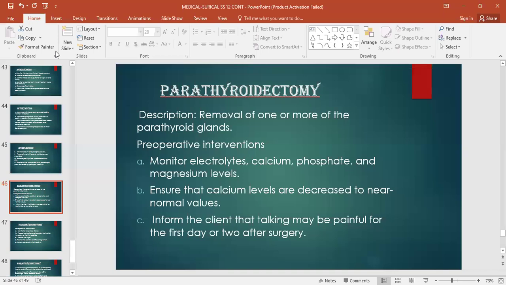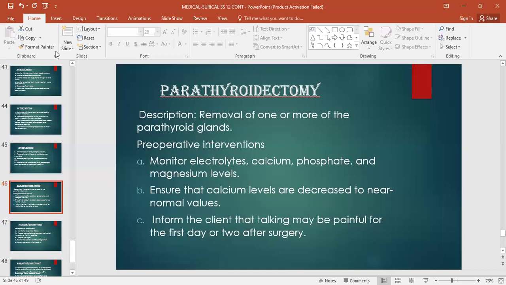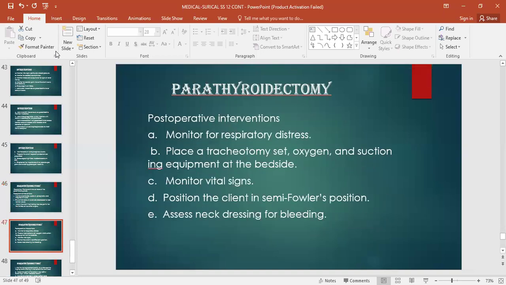Patients, one of the medical management for this patient is parathyroidectomy, which is the removal of the what? Parathyroid gland. So you have to tell your patients before the surgery, you have to monitor their electrolyte level, calcium, phosphate, and magnesium level. Monitor all the level of electrolyte. Ensure that calcium level are decreased to near normal values. Inform the client that talking may be painful for the first 2 days after surgery.